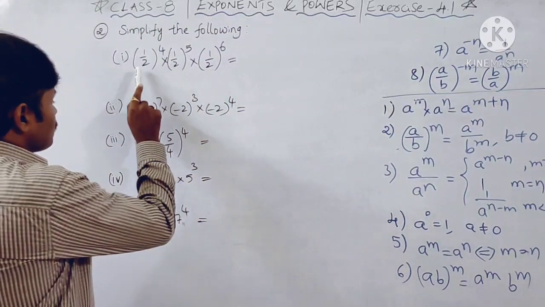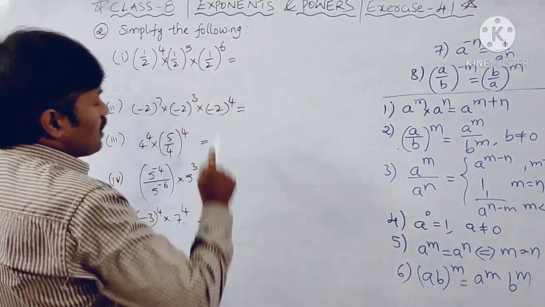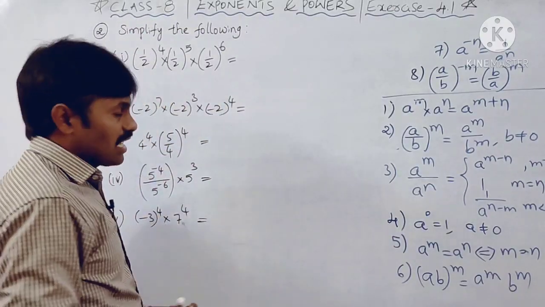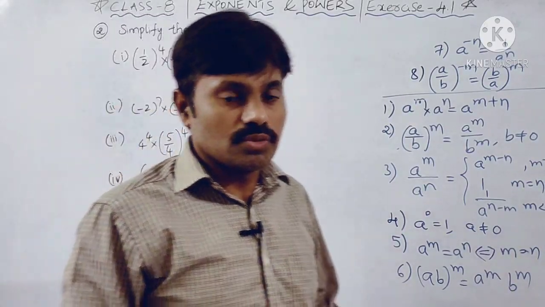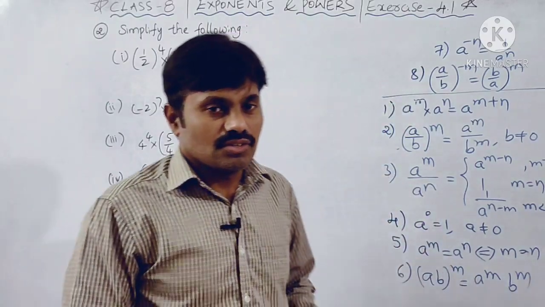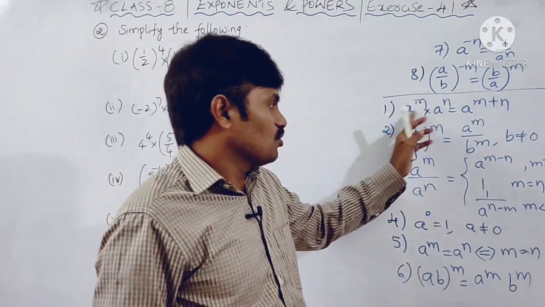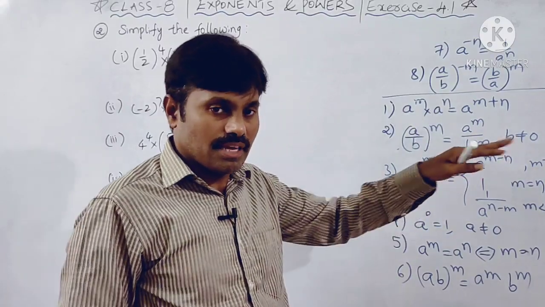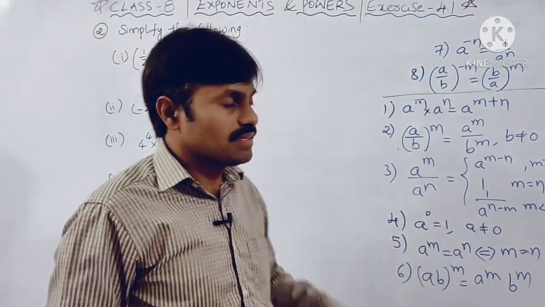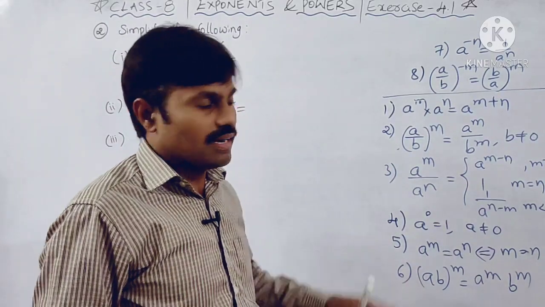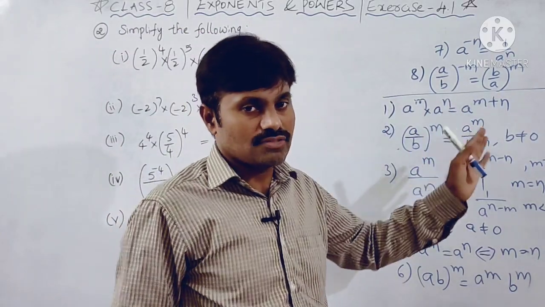Similarly here also, the bases are the same and in between there is the into sign, that is, a product. So can we apply this formula or not? Here they have taken only two bases. For more equal bases, we apply the same formula. That means a power m into a power n into a power o into a power p is a power m plus n plus o plus p.